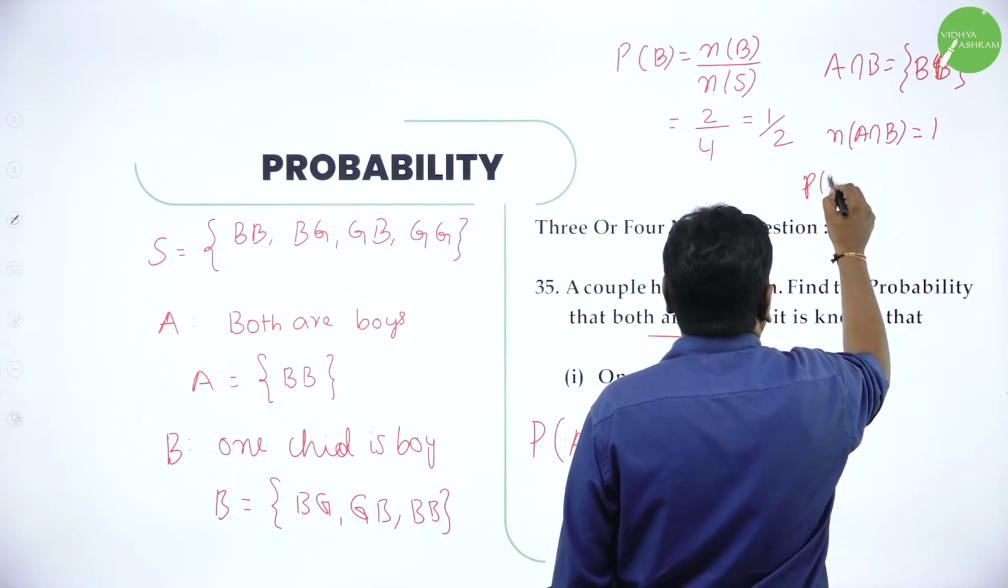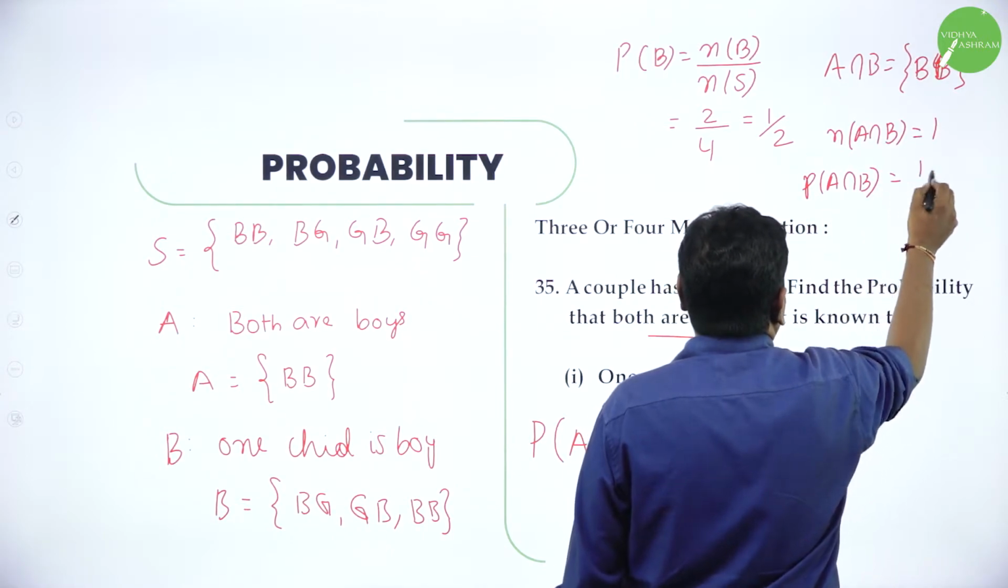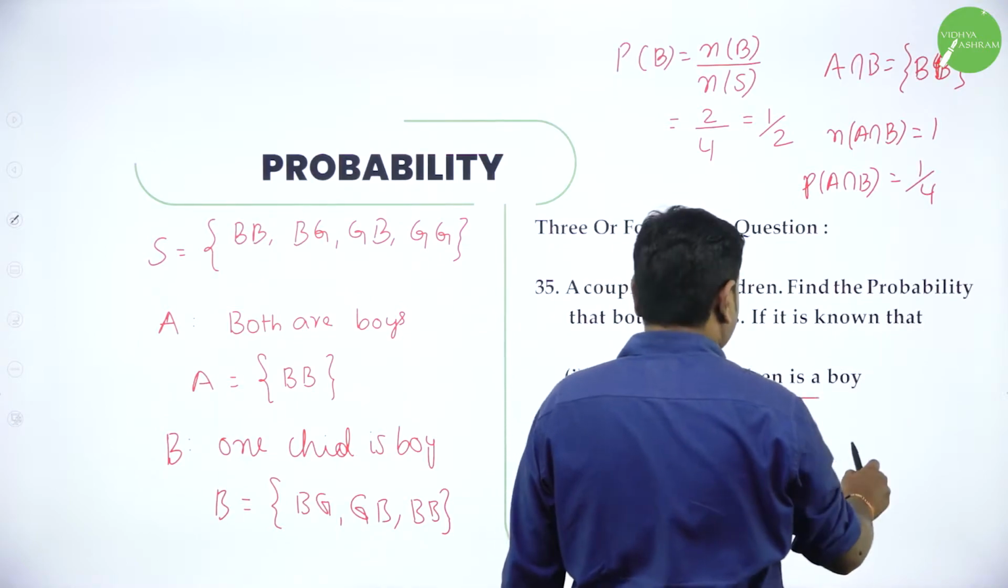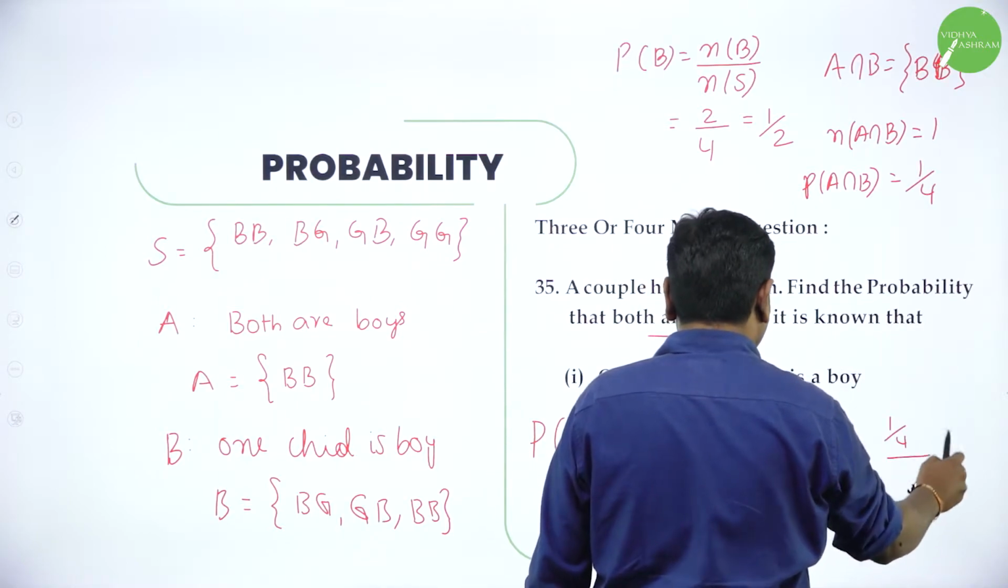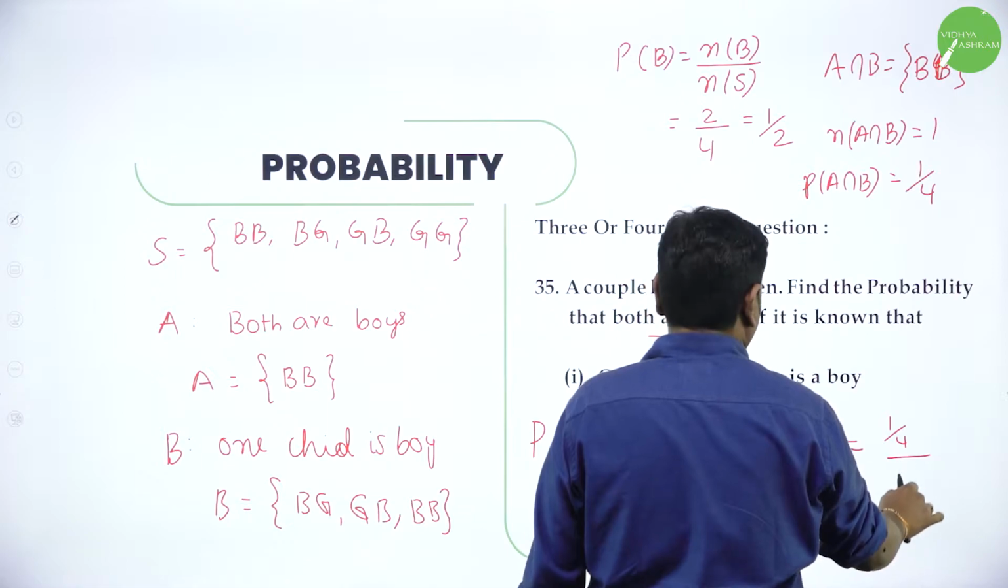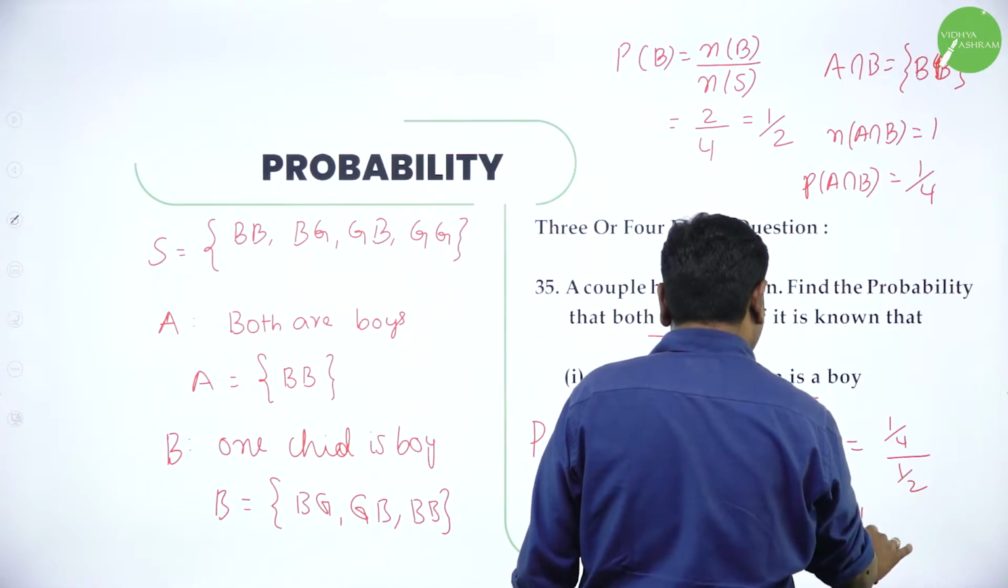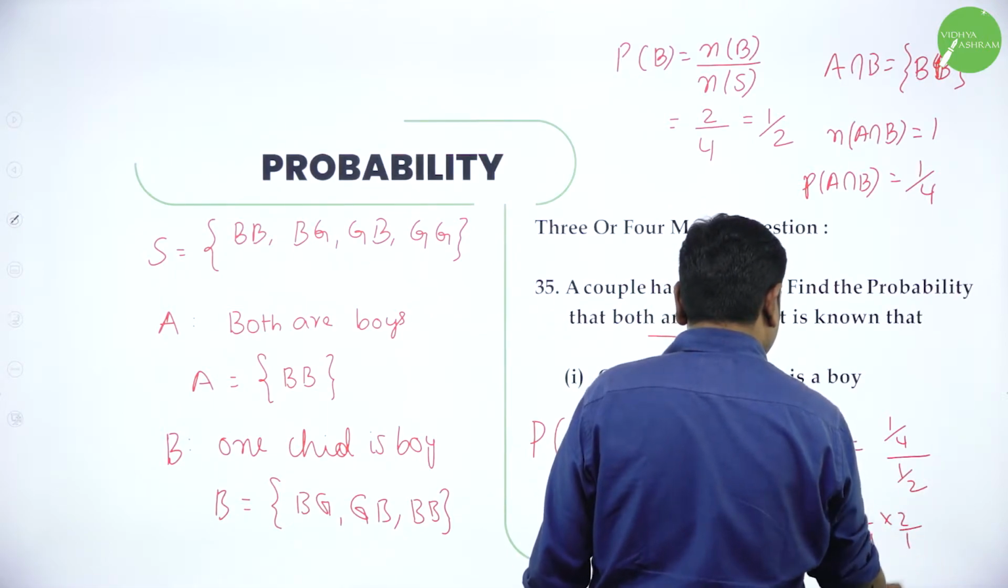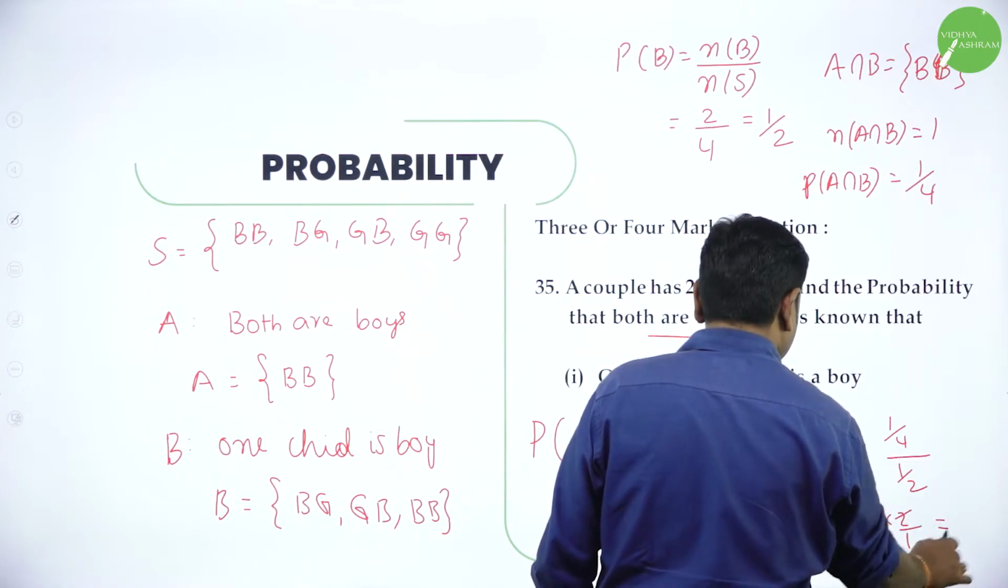P of A intersection B is 1 by 4. So numerator is 1 by 4. Denominator is 1 by 2. So if you write 1 by 4 into 2 by 1. So 2 ones are 2, 2 fours are 8. So 1 by 2 is the answer.